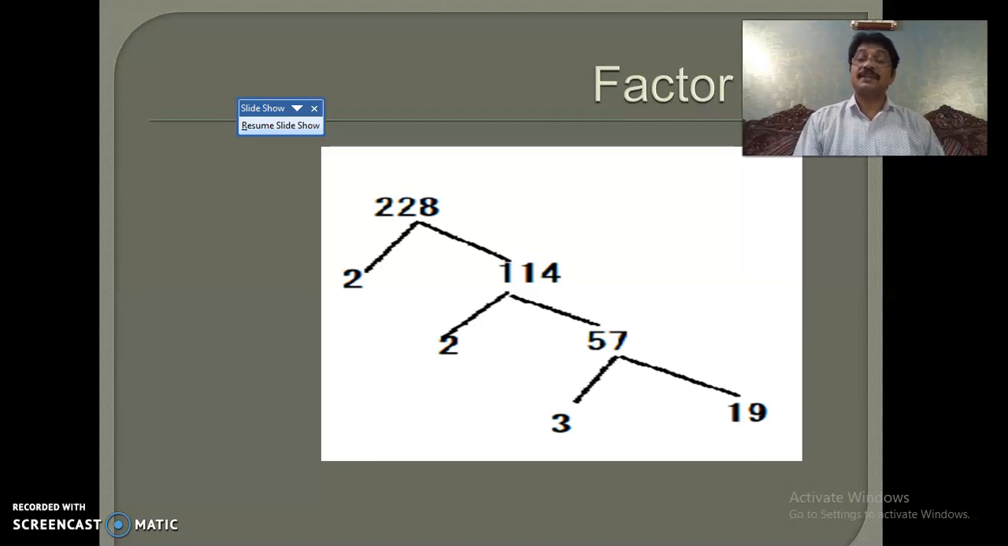How do we identify that a number is divisible by 3? Add the digits: 5 plus 7 is 12, and 12 is a multiple of 3. If the sum of the digits is divisible by 3, the number is divisible by 3. So 57 is divisible by 3. 3 19s are 57, so 57 can be written as 3 times 19. But 19 is a prime number. When you continue the process until the last number is a prime number, the prime factorization is over.